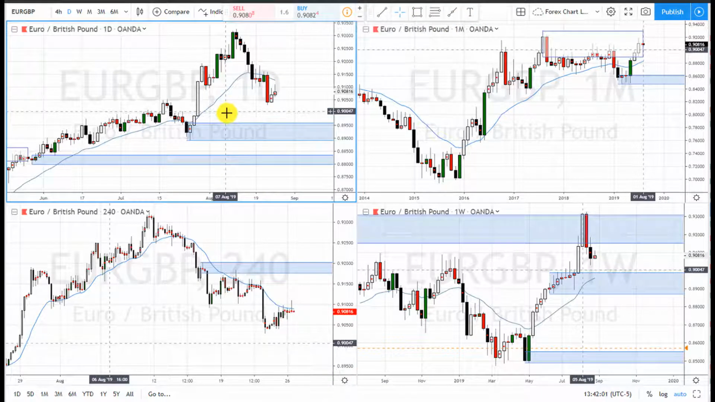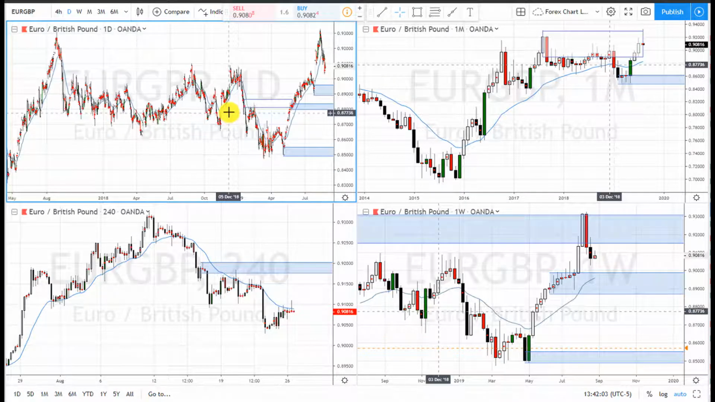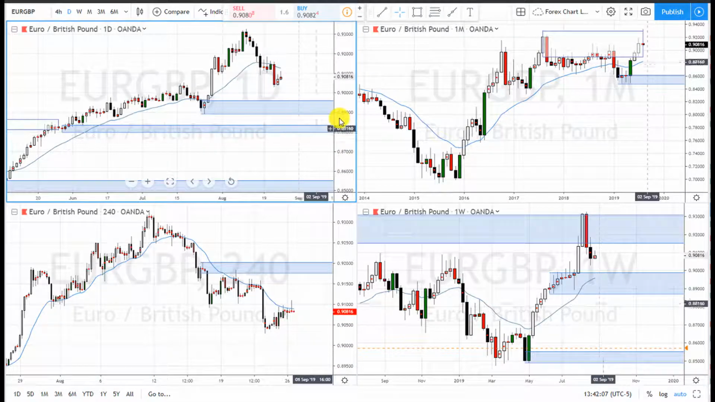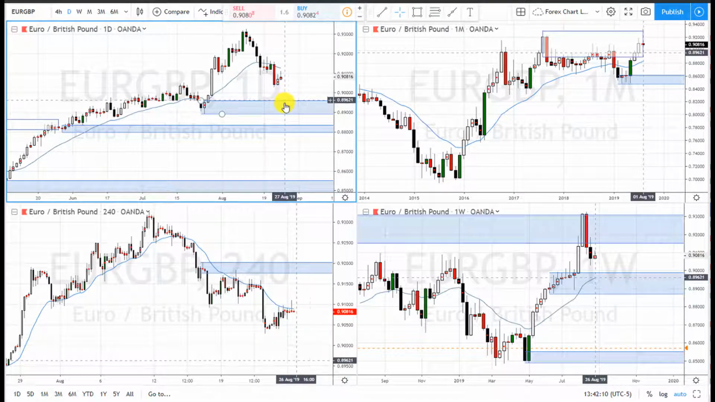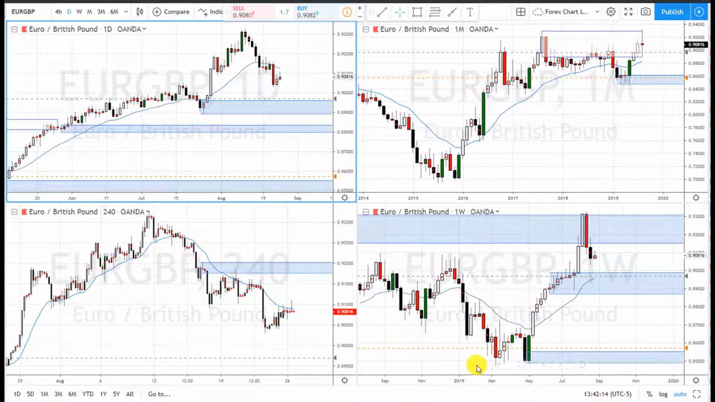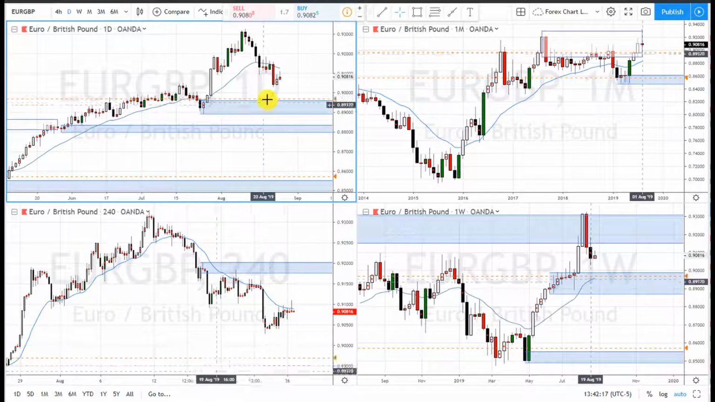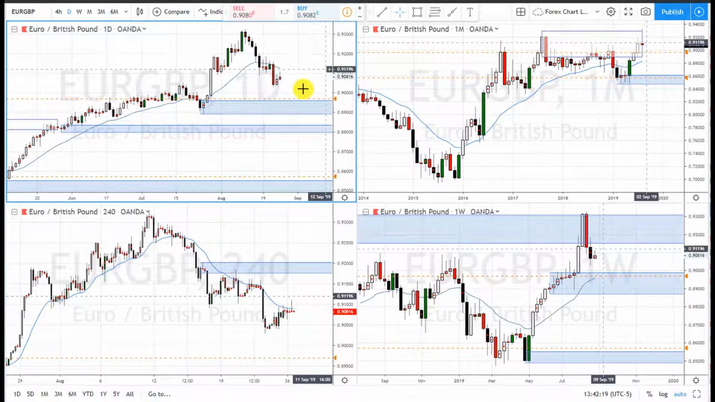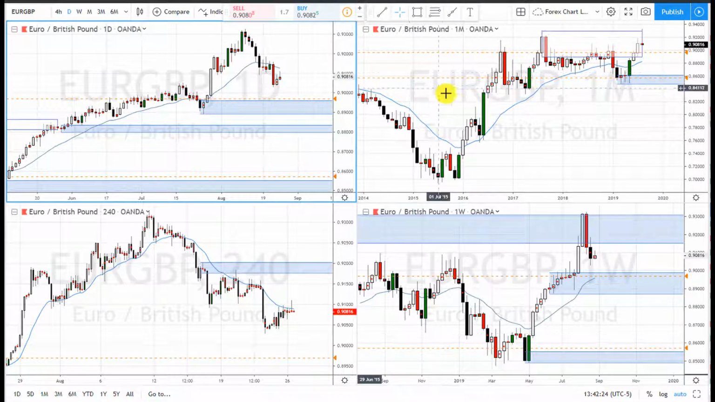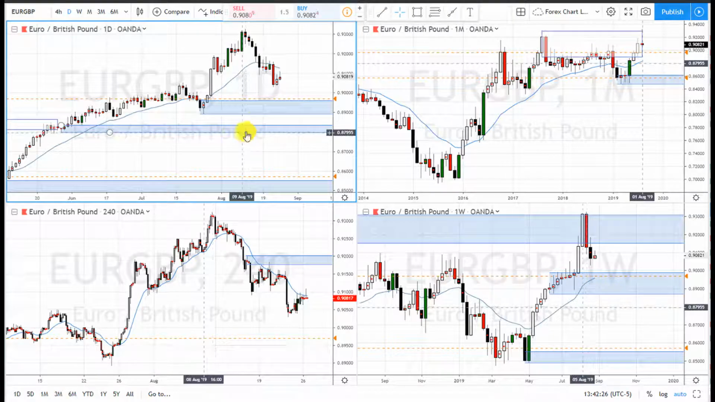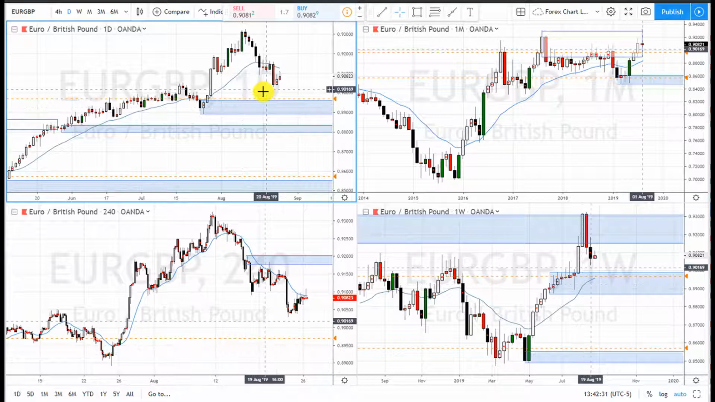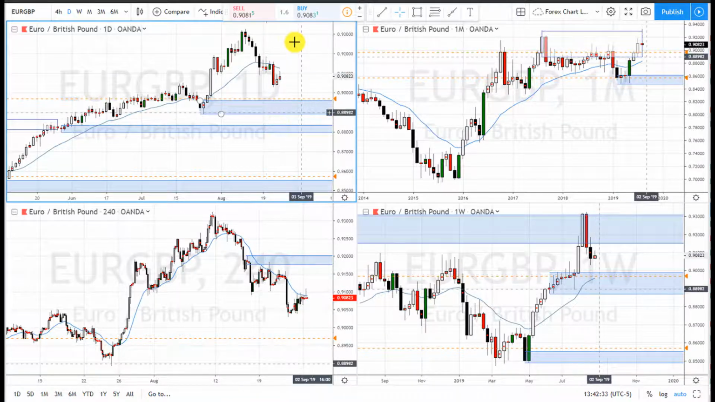And so on the daily, we have this area of demand created. So I will wait for price to get down to here. I'm going to set an alert here. If price reaches here and starts going up, then I want to buy its retracement. Okay, so on the daily, you want to buy here. You don't want to do anything else.